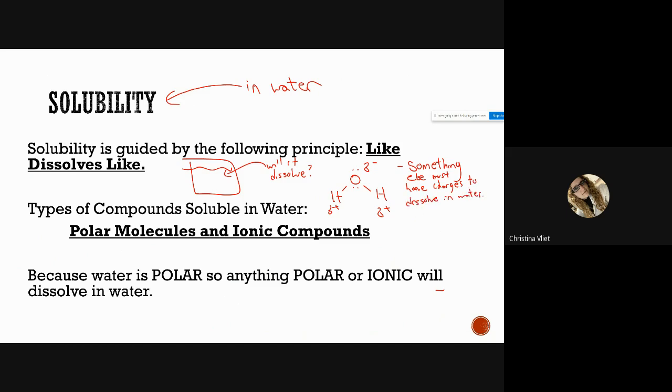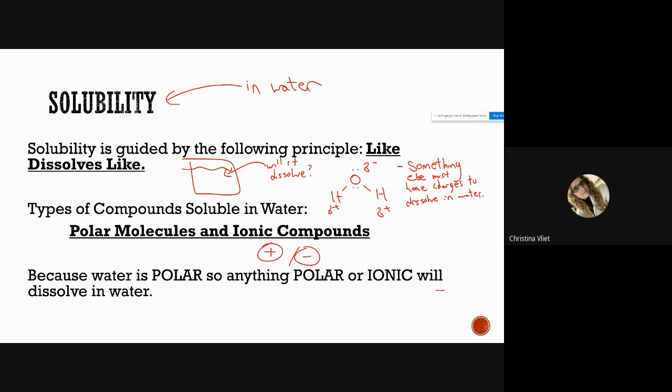And what do I mean by that? Well, do ionic compounds have charges? Sodium +1, chlorine -1. Are those charges? Yeah. So because they have charges, that means water molecules are going to be attracted to the positive sodium and the negative chlorine. So ionic compounds have charges, so they will be soluble in water. I can take salt, throw it in water, dissolve it, it'll happen.